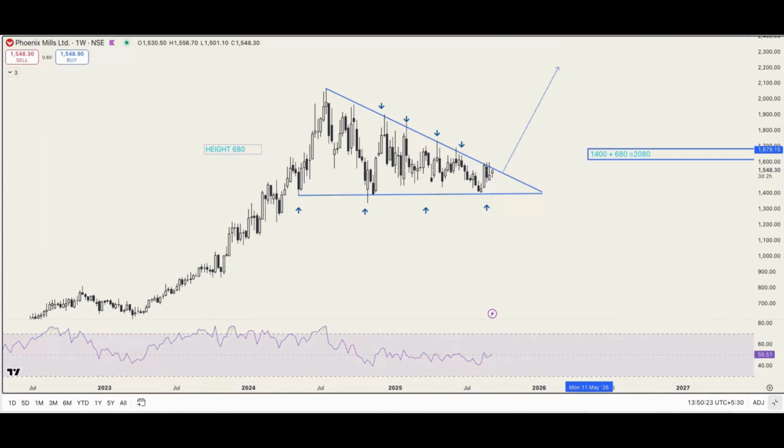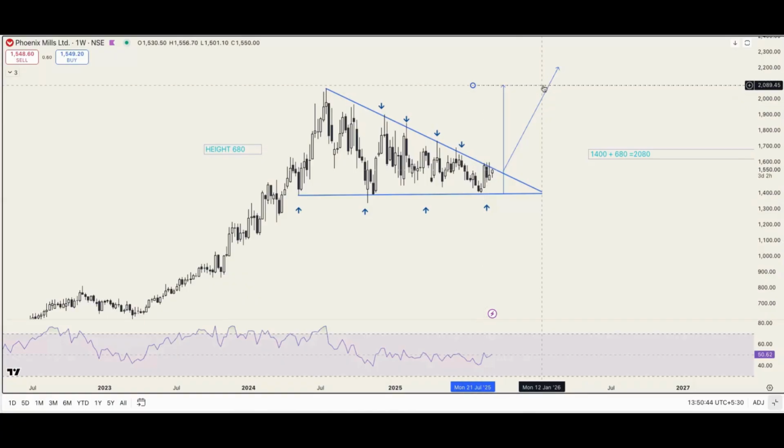Very simple way is just visually, if you want to understand, just draw a line like this from base to height, and this is where our first target will be. It's almost 2090. It's almost near about the same price, 2080, 2090, 10 rupees.